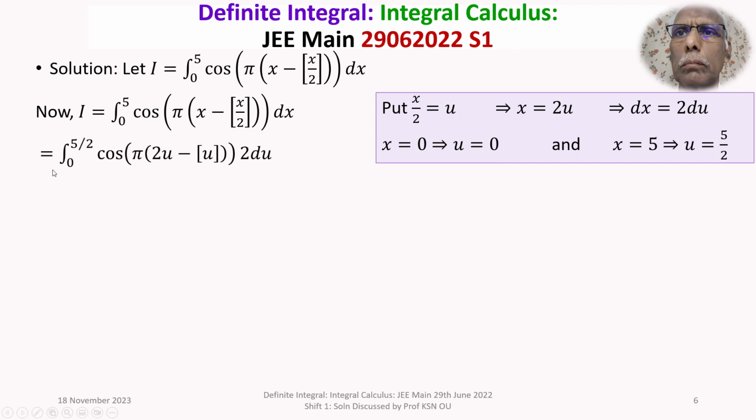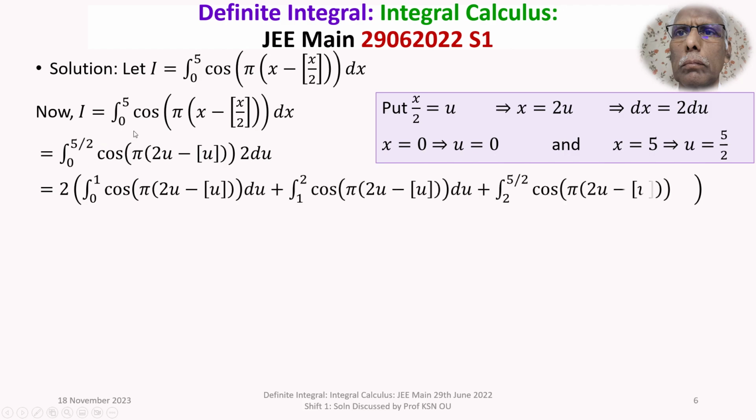That is equal to the integral 0 to 5 by 2 of cos of pi (2u minus [u]), where x is 2u and [x/2] is [u], and dx is 2 times du. Now 2 is a constant, it will come out, and that will be equal to 2 times the integral 0 to 5 by 2 of cos of pi (2u minus [u]) with respect to u. Now this integral from 0 to 5 by 2 is written as integral 0 to 1 plus integral 1 to 2 plus integral 2 to 5 by 2.